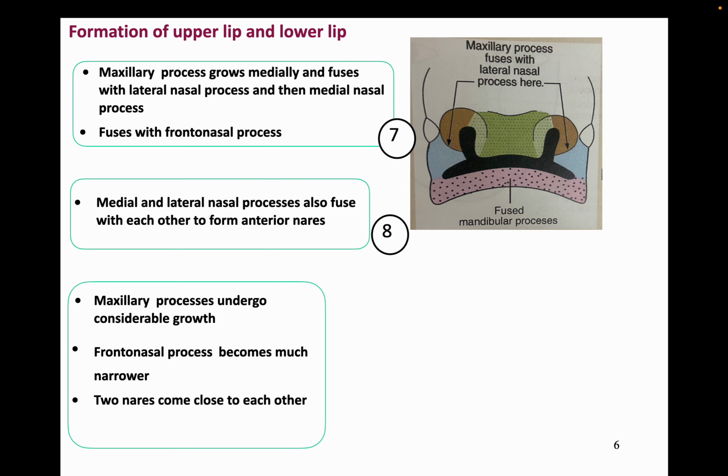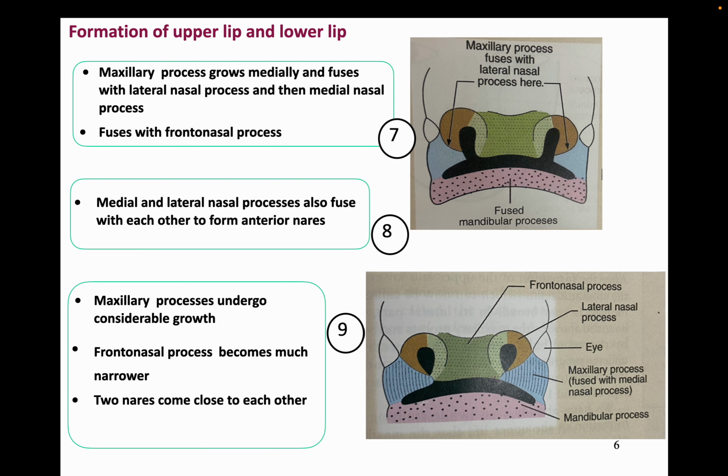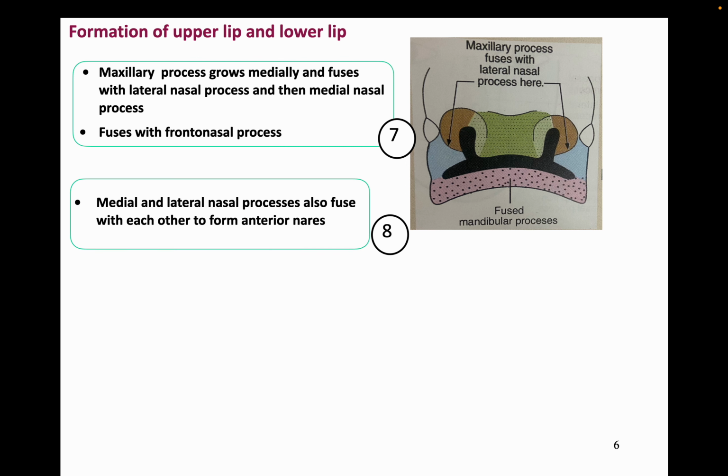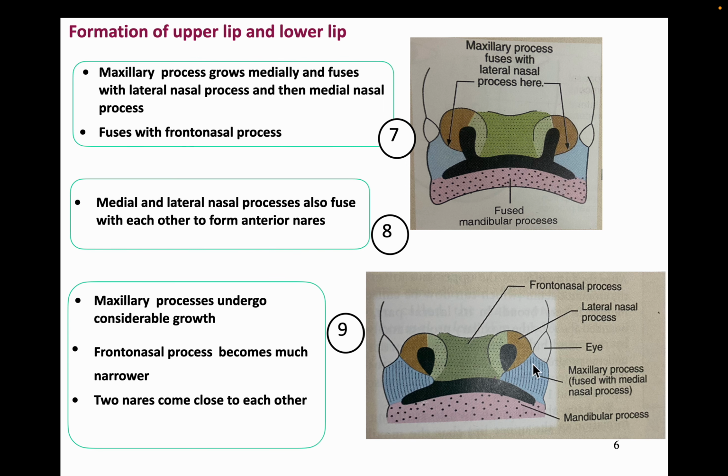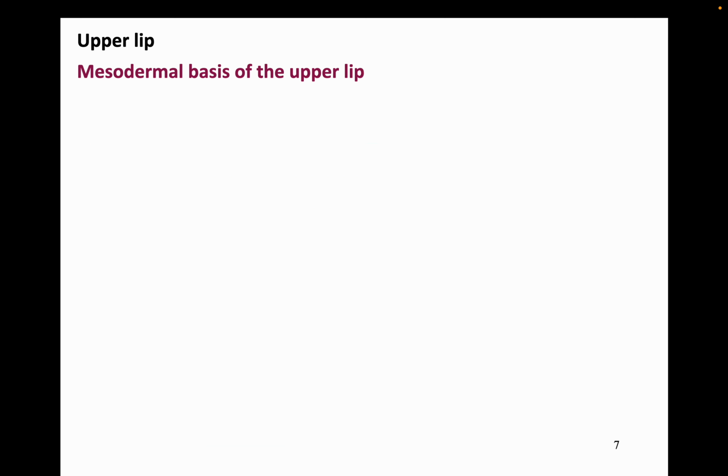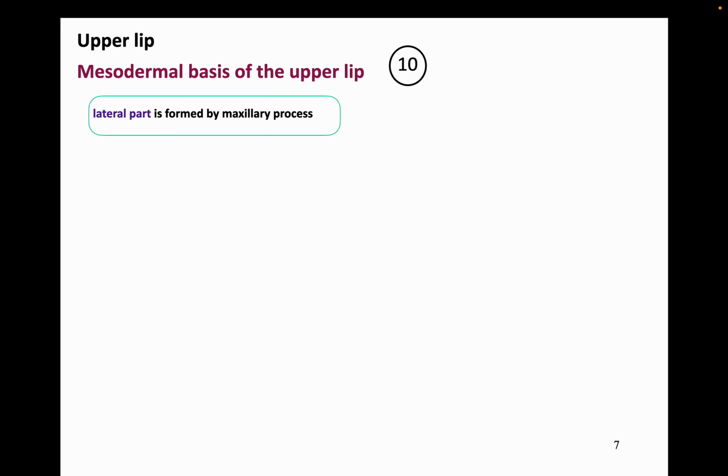The maxillary process undergoes considerable growth, and the frontonasal process becomes much narrower as the fusion is happening between the maxillary process, firstly with the lateral nasal process, then with the medial nasal process, then with the frontonasal process. This is one step. Then the second step is that fusion between medial and lateral nasal processes is also happening. So the anterior nares is formed. Now the mesodermal basis of the upper lip, that is the lateral part, is formed by the maxillary process. The medial part, which is called the philtrum, is formed by the frontonasal process.